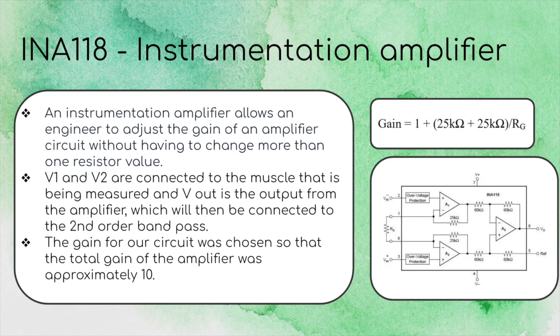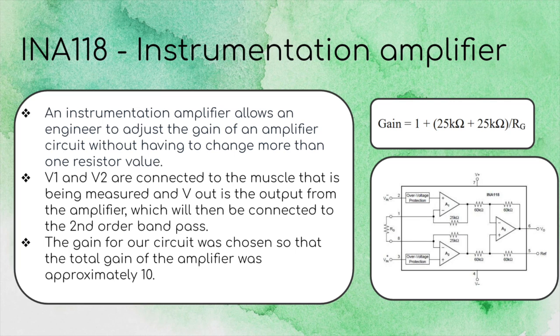An instrumentation amplifier allows an engineer to adjust the gain of an amplifier circuit without having to change more than one resistor value. An instrumentation amplifier is a differential op-amp circuit providing high input impedances with ease of gain adjustment through the variation of a single resistor. Looking at the photo on the lower right corner, V1 and V2 are connected to the muscle that is being measured, and Vout is the output from the amplifier, which will then be connected to the second order bandpass.